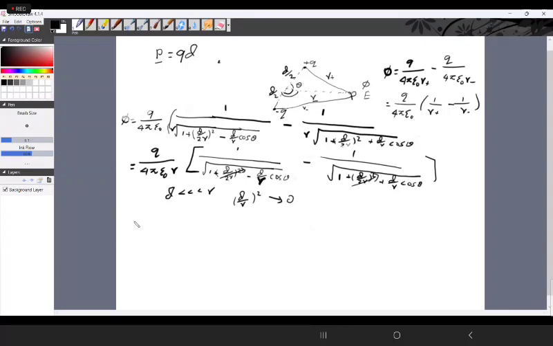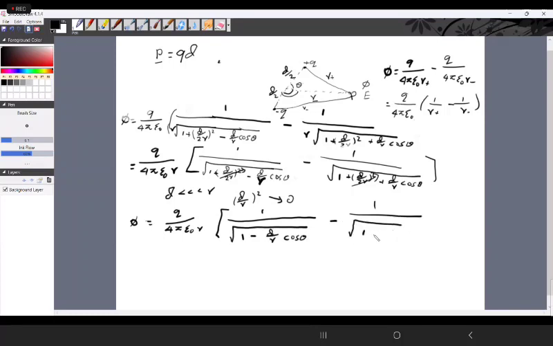So how can you write the remaining one? The potential is equal to q over 4 pi epsilon naught r times, inside the bracket, 1 over root of 1 minus d over r cos theta, minus 1 over root of 1 plus d over r cos theta.